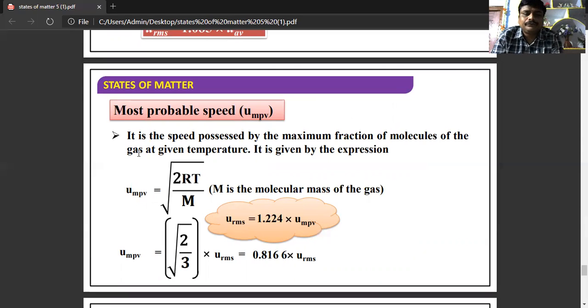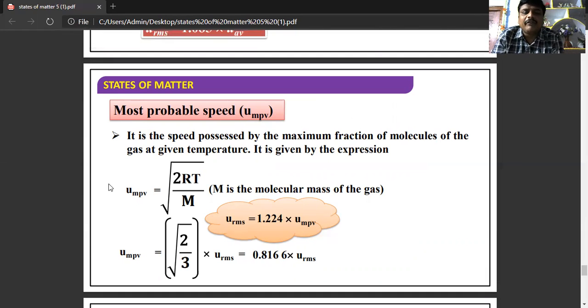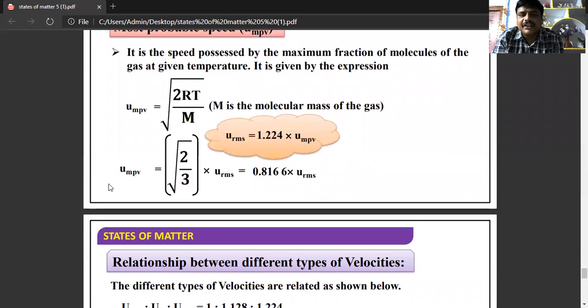So next, most probable velocity. Already we have discussed, it is the velocity or the speed possessed by the maximum fraction of molecules. Most probable velocity is equal to root of 2RT by m, or root of 2PV by m, or root of 2P by d. So these are the most probable velocity at different conditions: temperature, pressure and volume, and density.